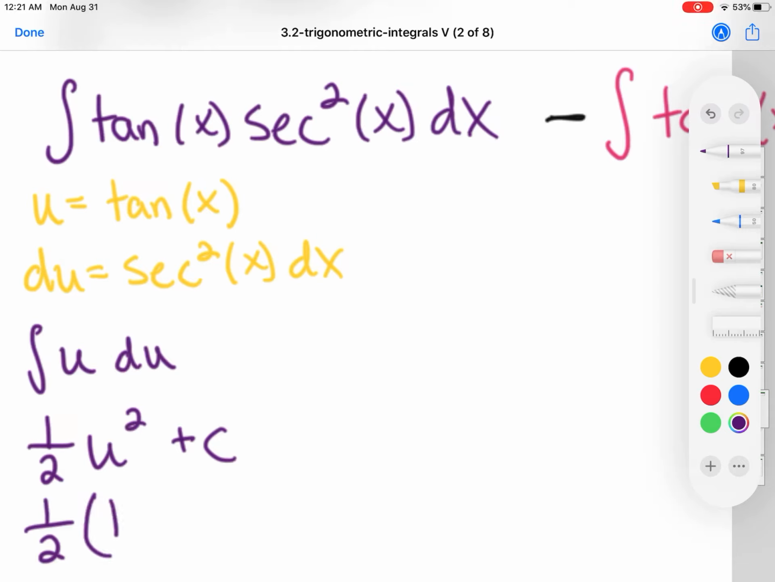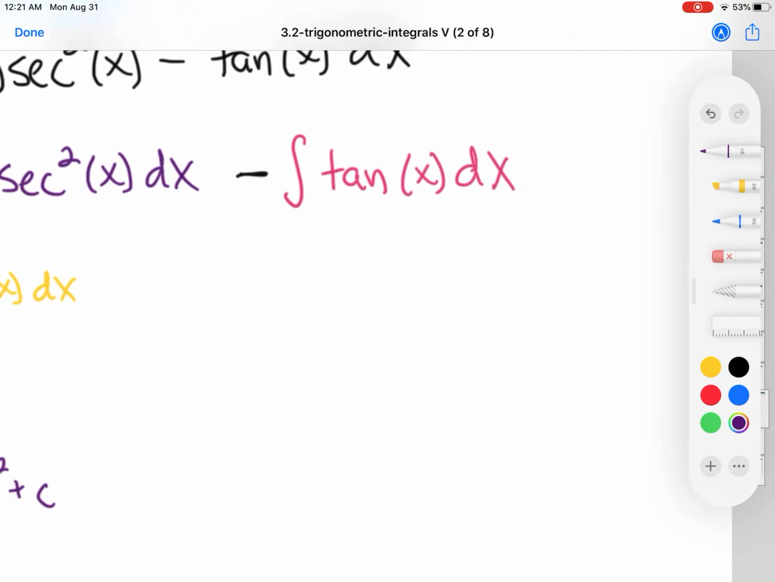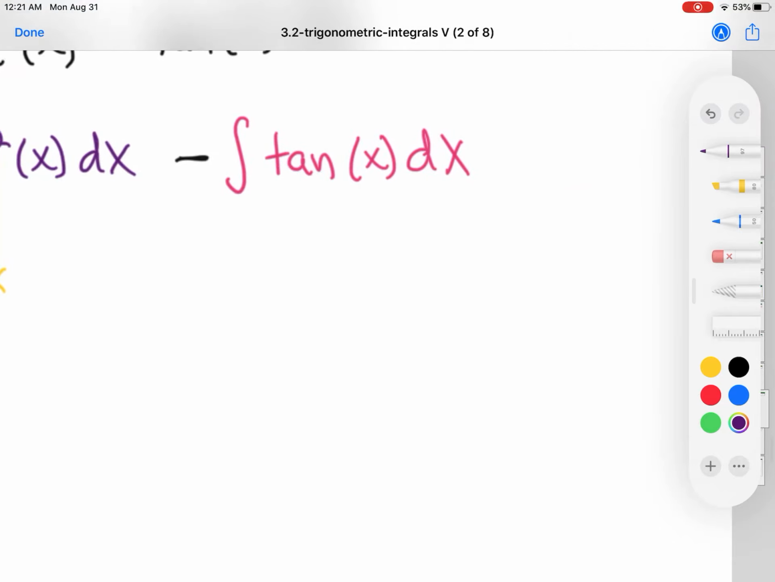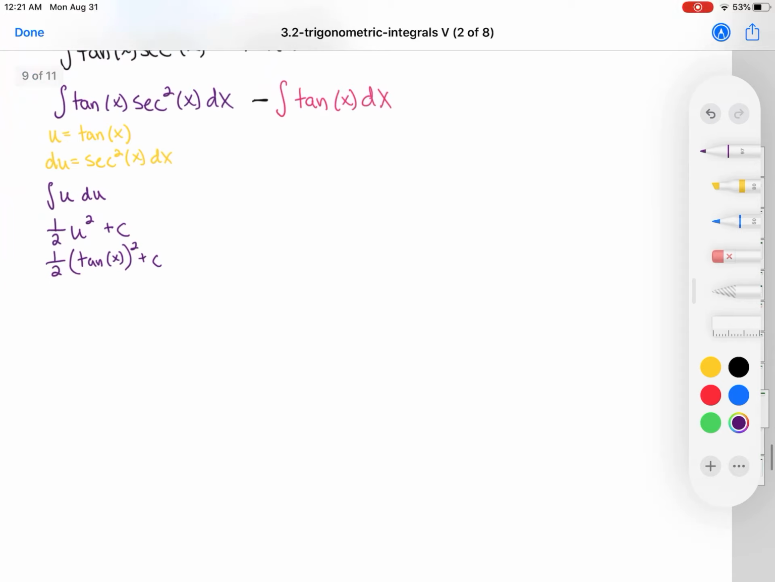Let's replace what u is. So we have 1/2 u squared, and that's going to be 1/2 tangent squared x plus c. So we finished off one part. That leaves us with going over here and tackling our pink integral.